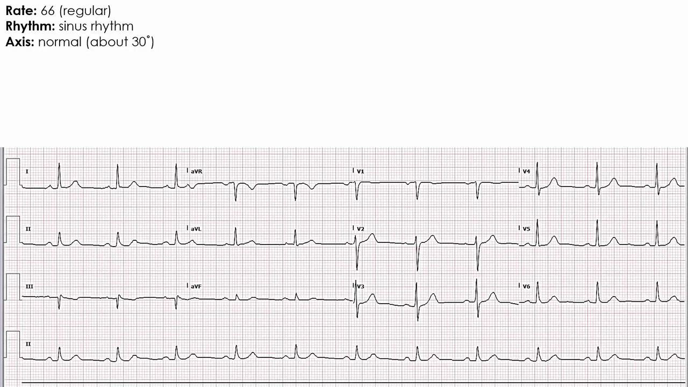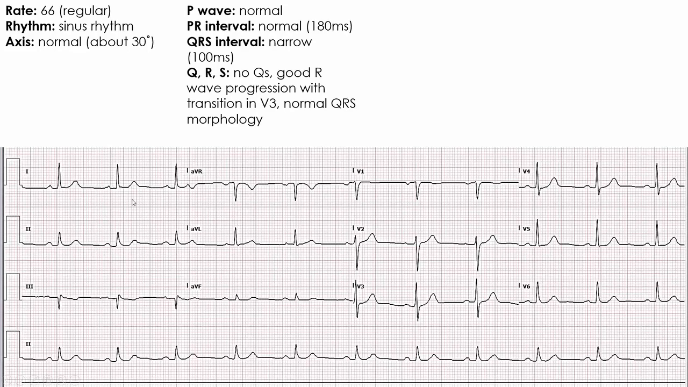So the rate is 66, it's regular, we're in sinus rhythm, and the axis is normal at about 30 degrees, just based on these relative heights of lead 1 and AVF. Lead 1's much taller, so I'd say close to 30 degrees.